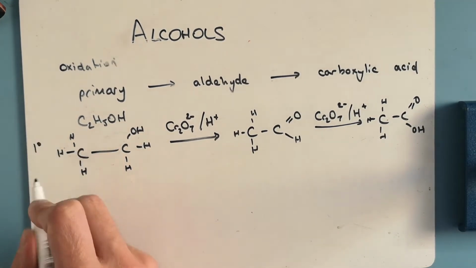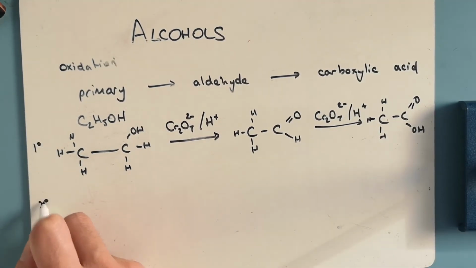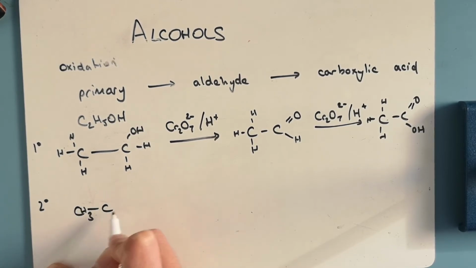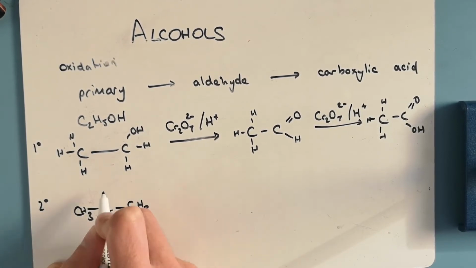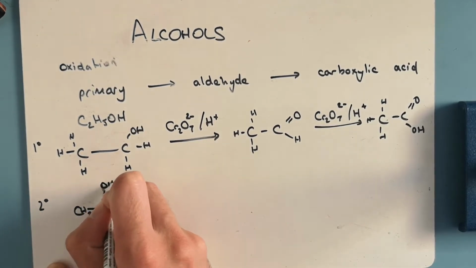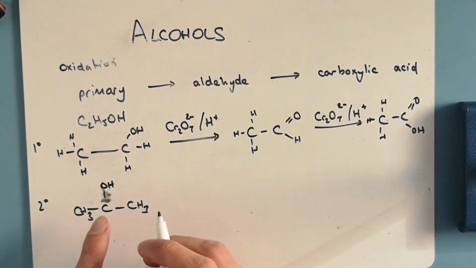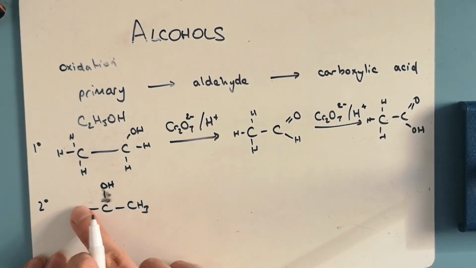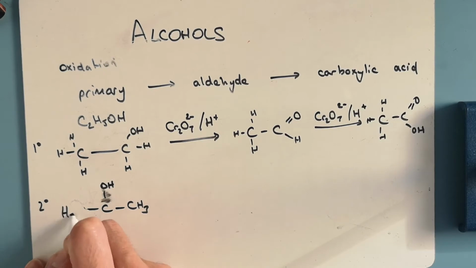That's if it's primary. If it's a secondary, this time I'll have to do propan-2-ol. So it's on the second carbon. So this carbon's attached to two other carbons. I'll draw my methyl group the right way around.